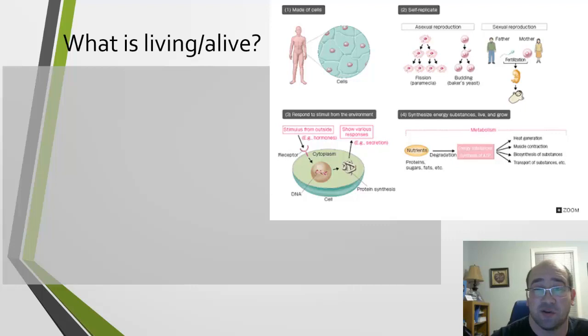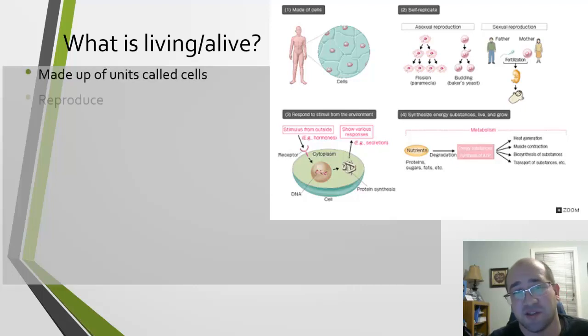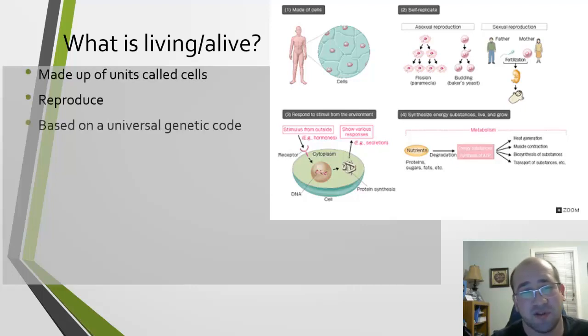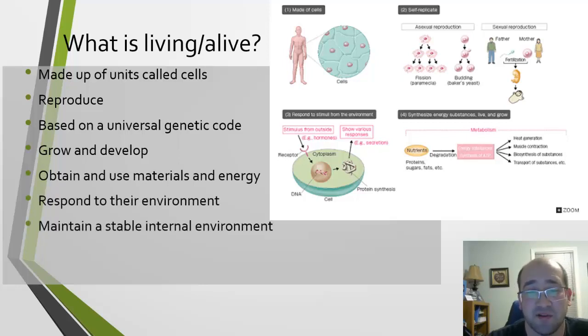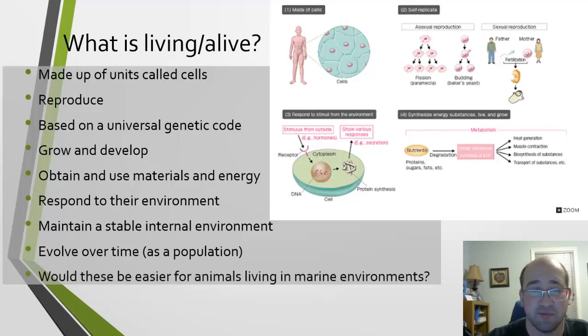So to start, we need to know what the difference between living and not living is. Living things follow these characteristics. First, they're all made up of cells. Second, they reproduce. Third, they're based on genetic code. Fourth, they grow and develop. Fifth, they obtain and use materials and energy. Sixth, they respond to their environment. Seven, they maintain a stable internal environment. That's called homeostasis, if you remember that from bio. And eight, or last, is they evolve over time.